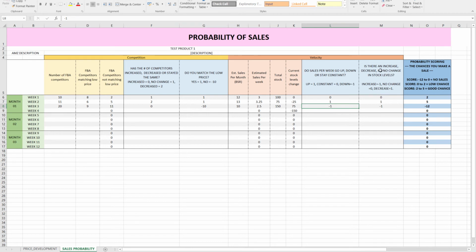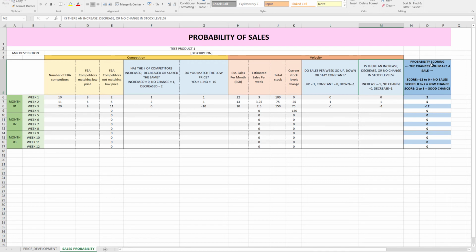Now, second point, is there an increase, decrease, or no change in stock levels? Again, just check this one, right? If it's -25, it's a decrease. If it's 75, it's an increase. Now I kept this simple. You can give it more variations, like if it increases more, or maybe even say the increase of stock level is more important than the sales going up or down. But I just kept it simple, right?